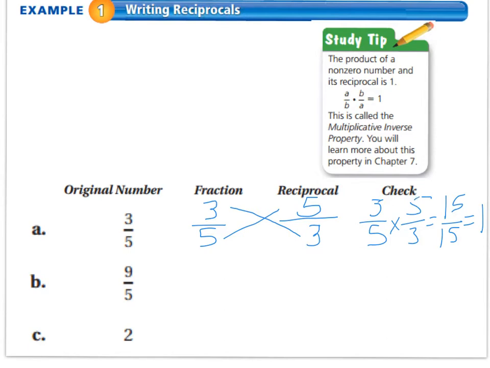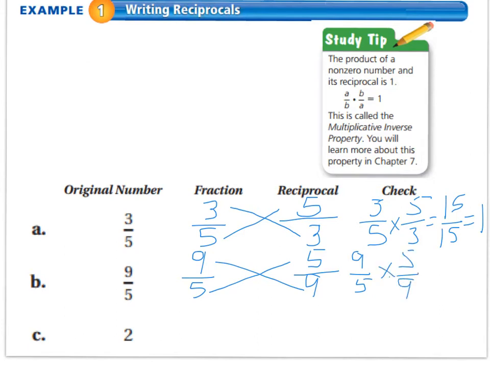Question B, 9/5. Again, that one's already written as a fraction, so I will just recopy it, 9/5. The reciprocal: take the numerator, make it the denominator. Take the denominator, make it the numerator. I'm basically flipping the fraction over. If I multiply 9/5 times its reciprocal to check the multiplicative inverse property, I would get 45 over 45. Any number over itself is the same as 1 whole.